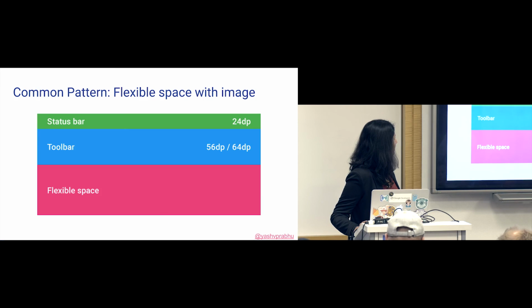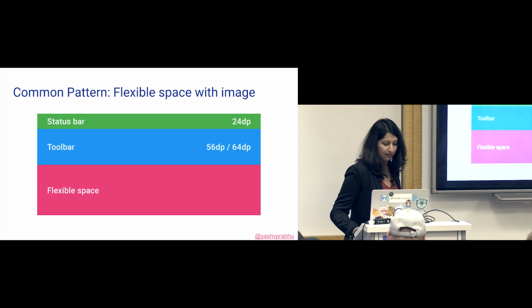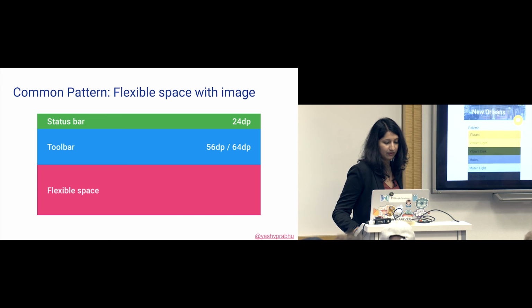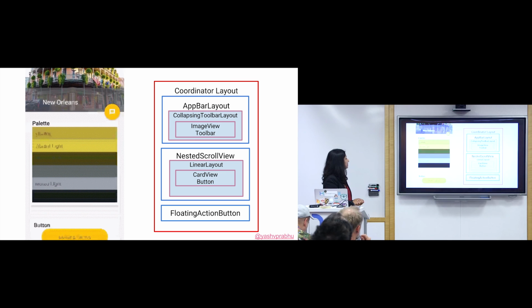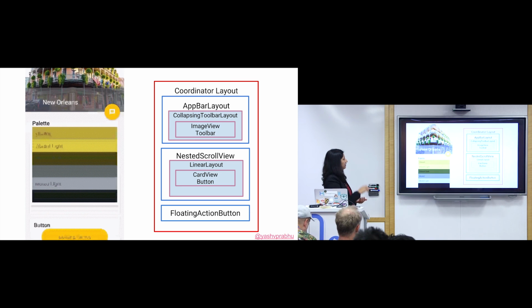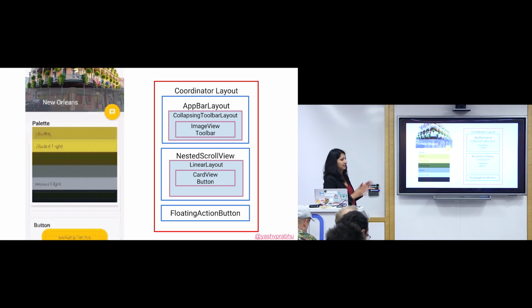So, same thing with another common pattern, the flexible space with image. You can see that the flexible space does not have a standard height. You can give it whatever makes sense for your app. So in the demo app, I have a picture of New Orleans. And when I scroll upwards, it collapses, and the text goes into the tab bar. So it's the same layout.